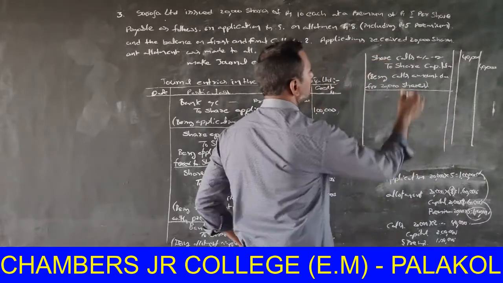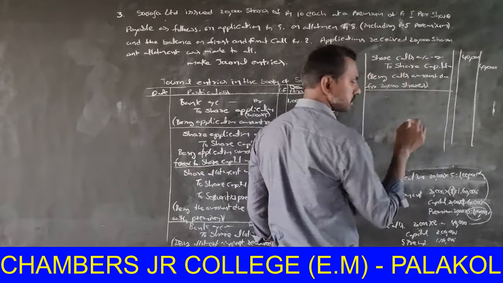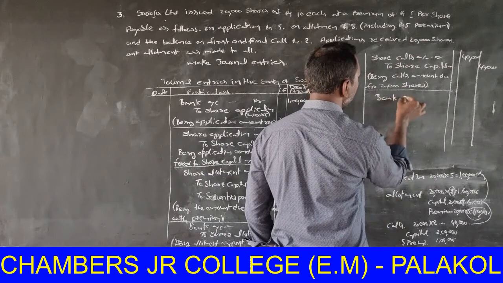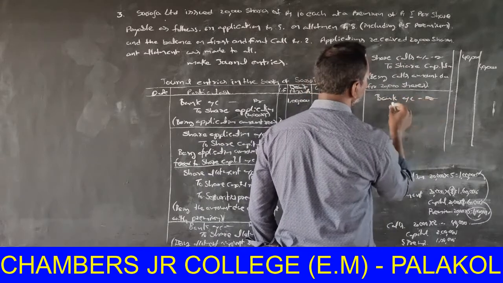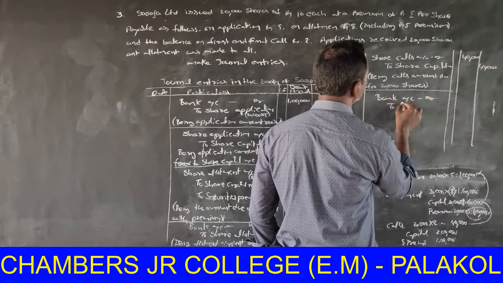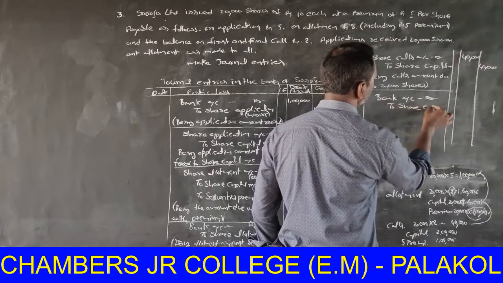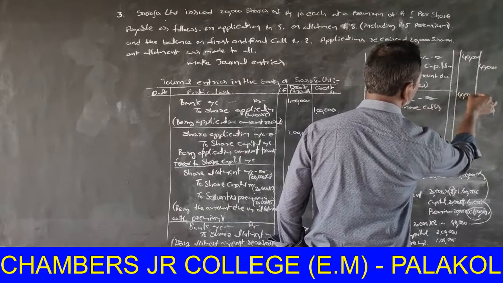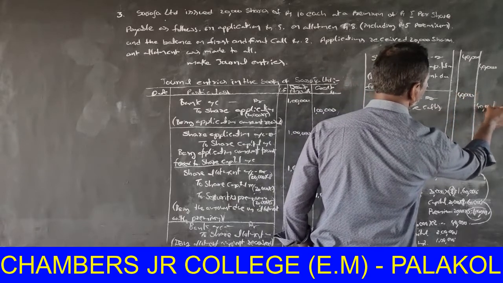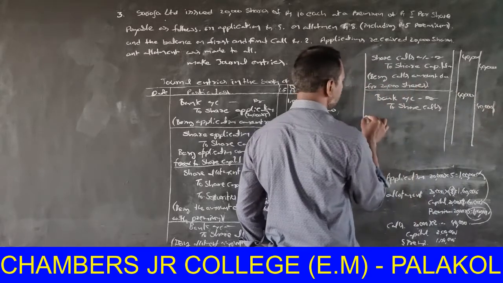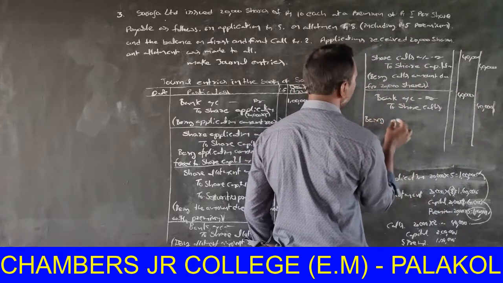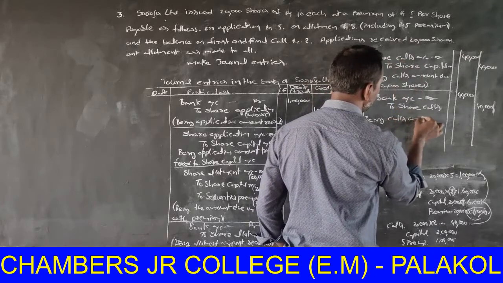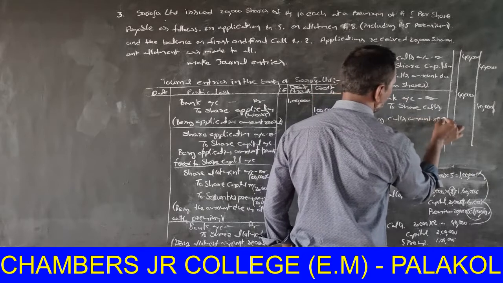Now, the calls amount received for 20,000 shares, the journal entry is bank account debtor to share calls account, 40,000, being calls amount received.